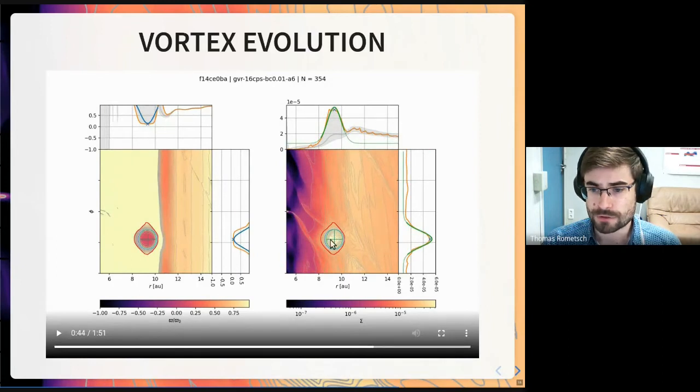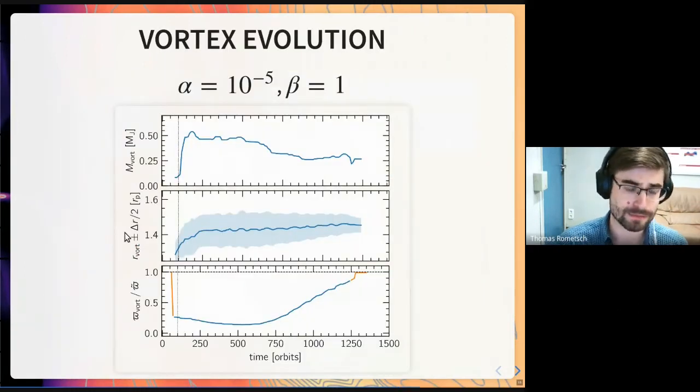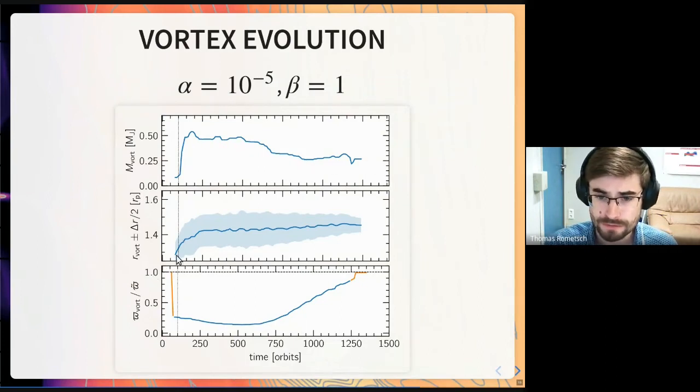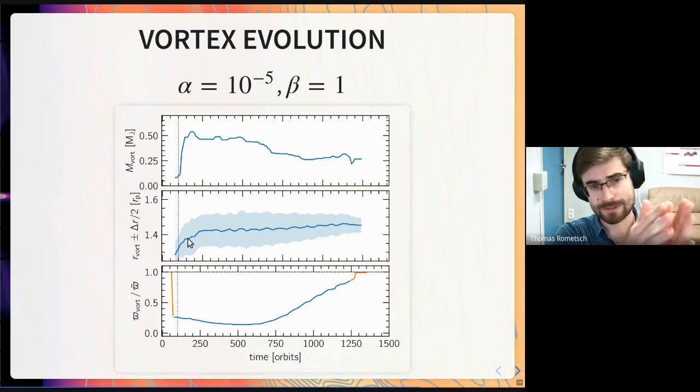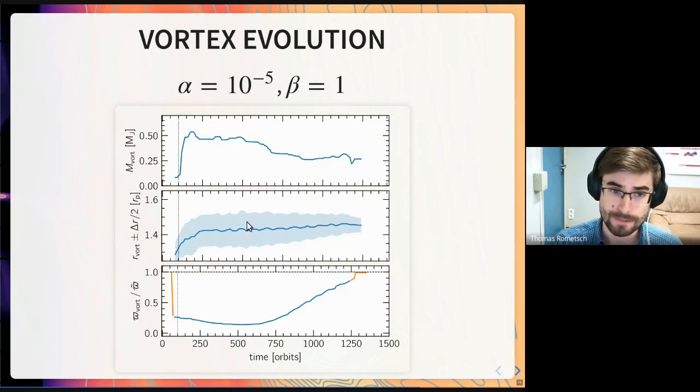Now, I should have mentioned these panels on top and to the right are slices through the vortex. So that's a radial slice through the vortex. It's an azimuthal slice. Okay. And now, as we have all this data, we can also plot the mass of the vortex here. It rises in the beginning and then slowly declines. You can also plot the position, it moves out, because the gap created by the planet actually widens over time, and that's traced here also by the vortex.